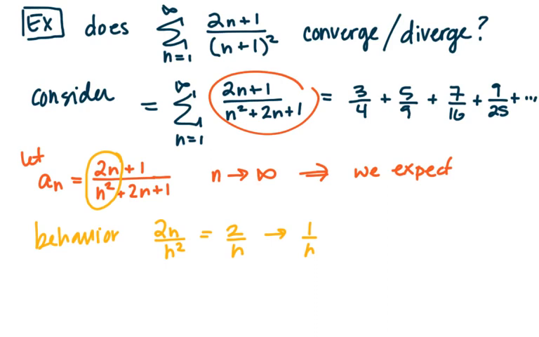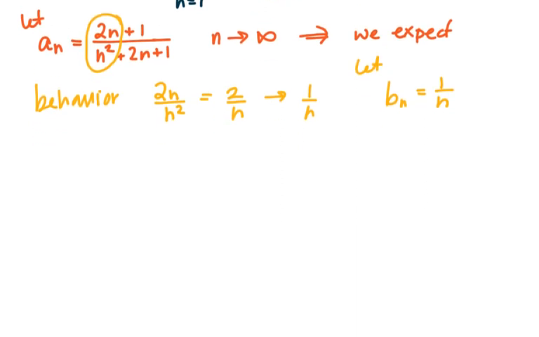But this is a similar, smaller, easy to deal with series, right? And remember, this harmonic series is divergent. All right. So what I'm going to do here is let b sub n equal 1 over n. So let's set this up to use our limit comparison test.